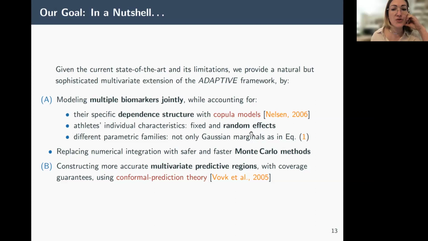So we extend the model to a random effect model, and we consider different parametric families. So we propose a framework which is very general and goes beyond Gaussian marginals, but is still parametric. The second characteristic of the proposed framework is that we move from univariate reference intervals to multivariate predictive regions. This is going to be done with the use of conformal prediction theory, which comes with some coverage guarantees.